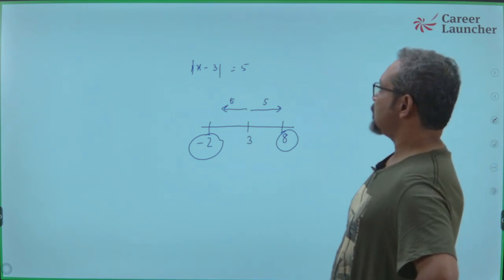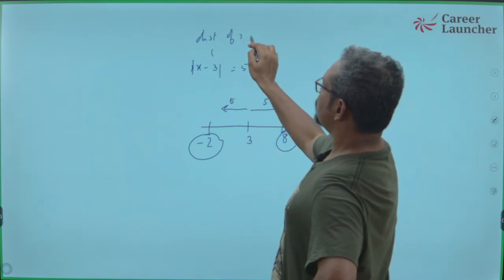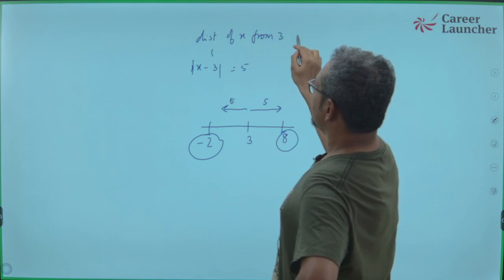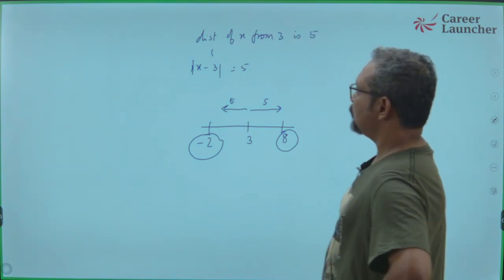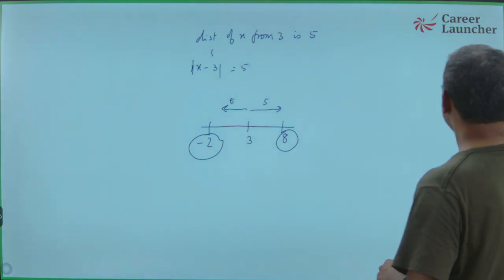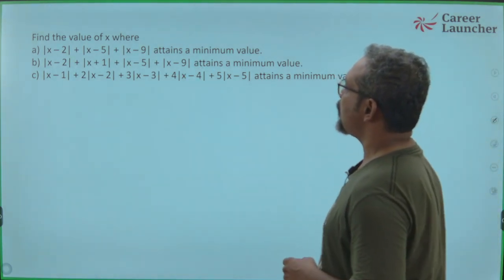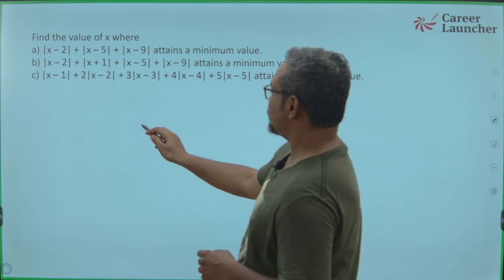So modulus as a distance. Distance of x from 3 is 5. That is how we can interpret modulus as well. Let's take some questions now. So we have to find the value of x where the sum of those three mods attains a minimum value. So let's use the distance concept.